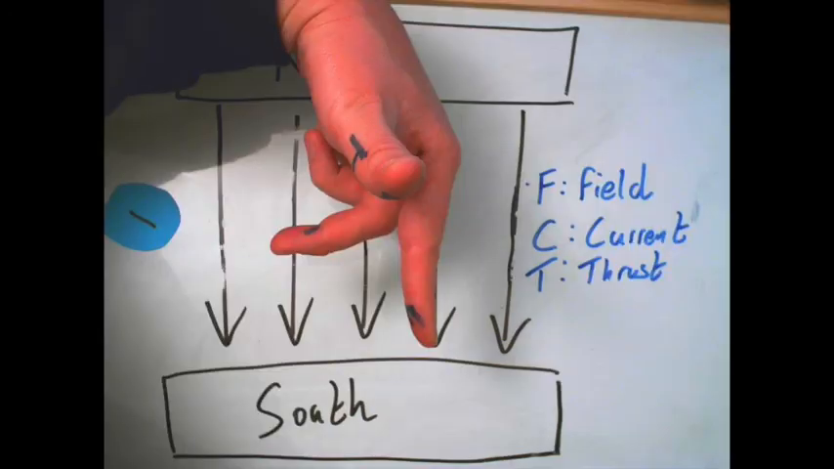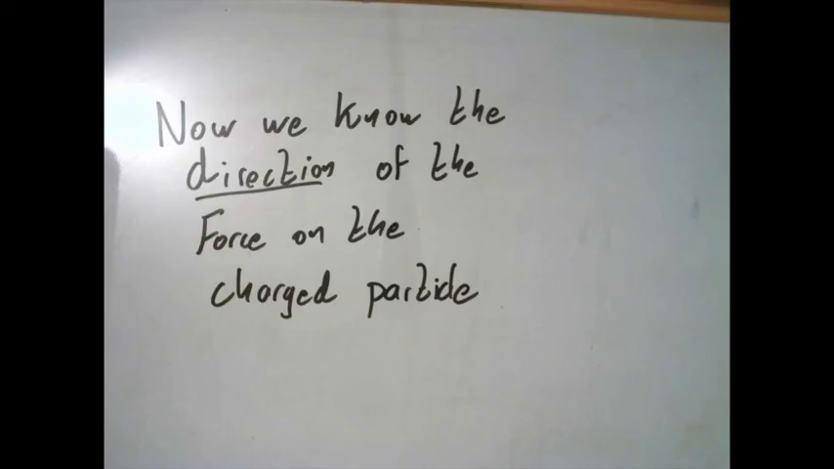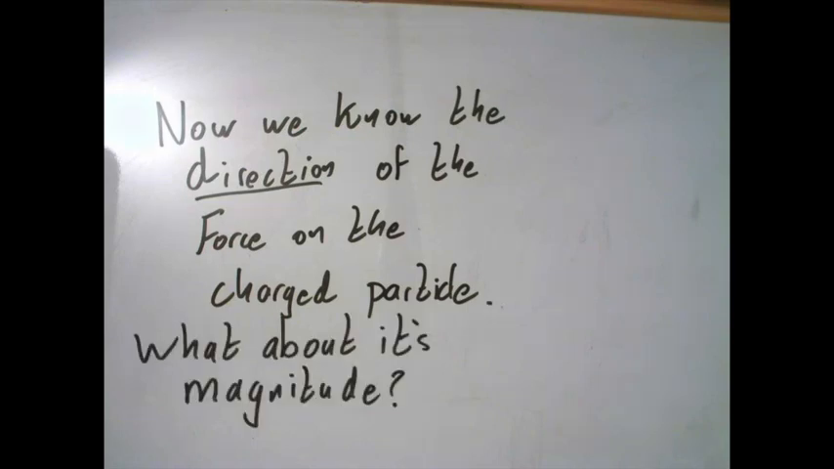When you're aligning the second finger for the current, remember that it's the direction that a positive charge would move. So if you're dealing with a negative charge, you have to go in the opposite direction. And then Fleming's left-hand rule will still be valid and still apply. Okay, so Fleming's left-hand rule, if we could just recap why we did all that, will tell us what direction a charged particle will move in if it's in a magnetic field.